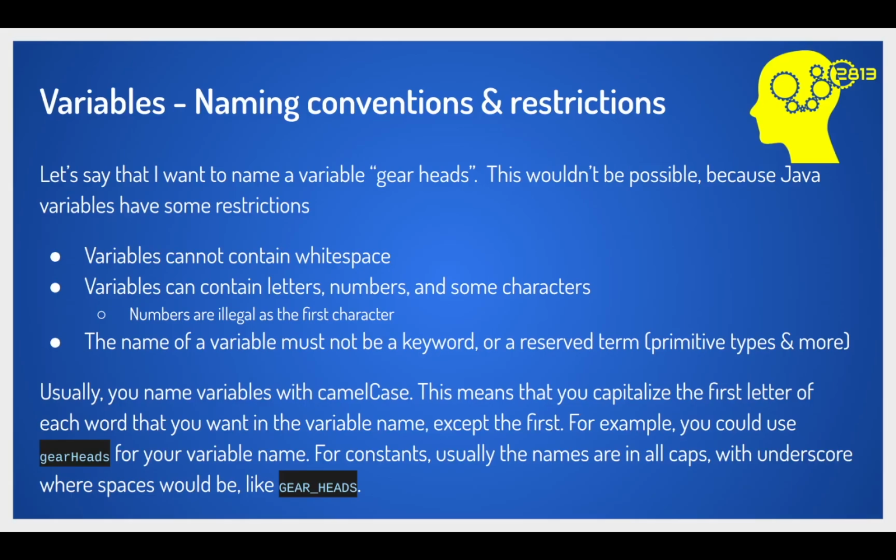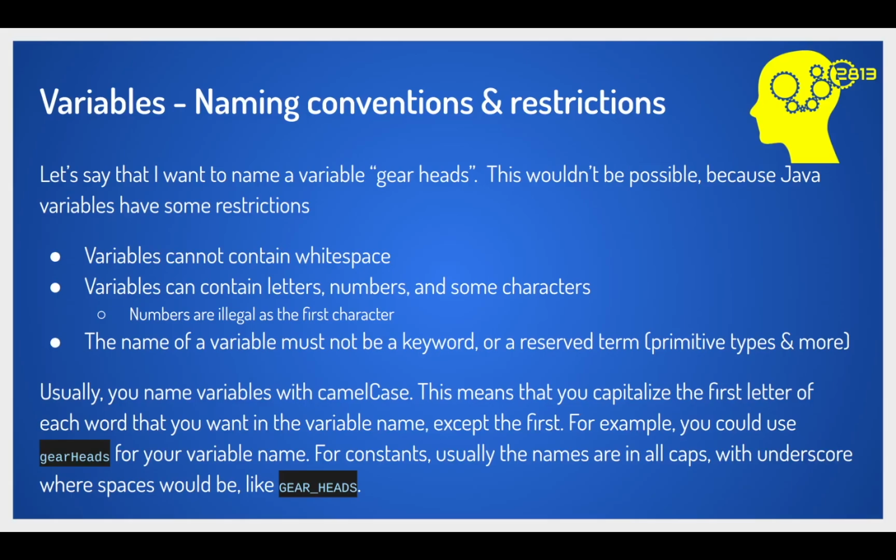Variables actually do have some naming conventions. First of all, variables cannot have any white space in between. For example, you can't have a space in between gear and heads. Another thing is variable names can contain only letters, numbers, and some other characters. And the name of a variable cannot be a keyword, something that Java itself uses, for example, class or int.